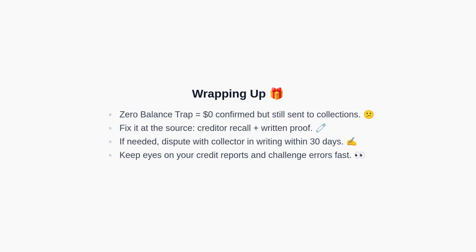To recap, the zero balance trap happens when a zero balance is confirmed, but the account is mistakenly sent to collections due to system errors. The fastest fix is at the source. Ask the original creditor to recall the account and get written proof. If that fails, send a written dispute to the collector within 30 days. Meanwhile, monitor your credit reports closely and dispute any inaccurate entries with the credit bureaus immediately.